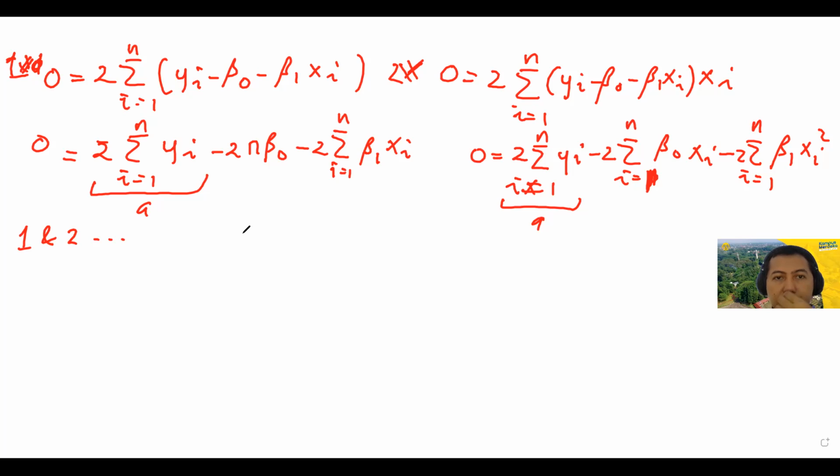So we want to eliminate the XPO. Oh, or we can eliminate the B1. So B1, in this case, we have to multiply by X here.